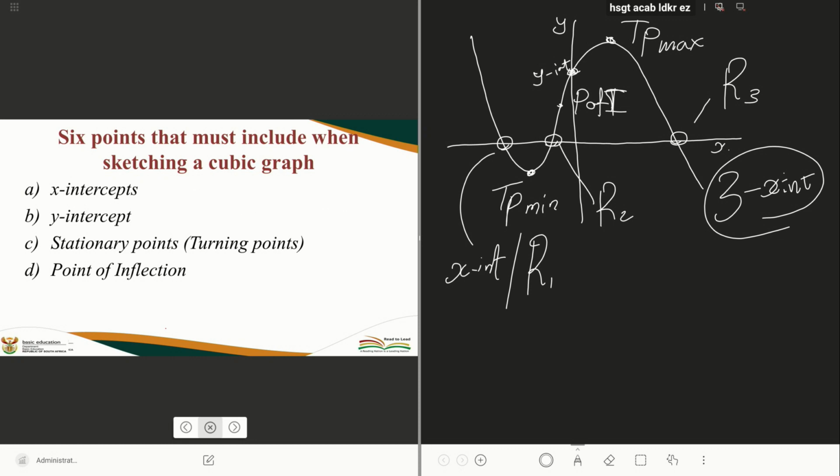There are 6 points that must be included when sketching a cubic graph. One, we said there must be x-intercepts, those 3. Then the y-intercept, and also stationary points. This one, a stationary point, and also that stationary point. And lastly, there must be a point of inflection, which is this one.